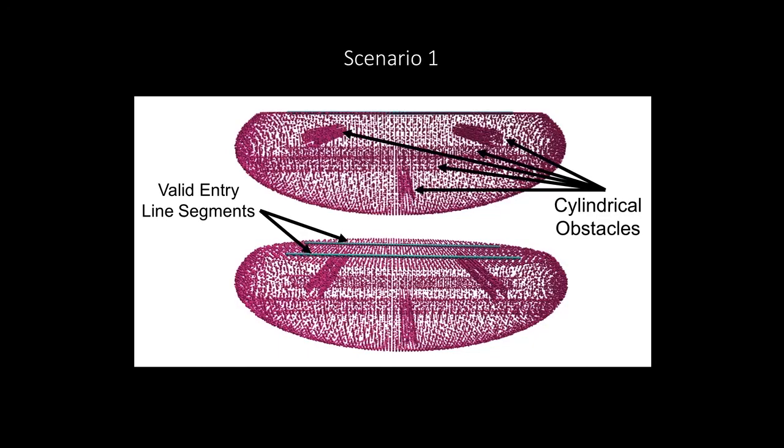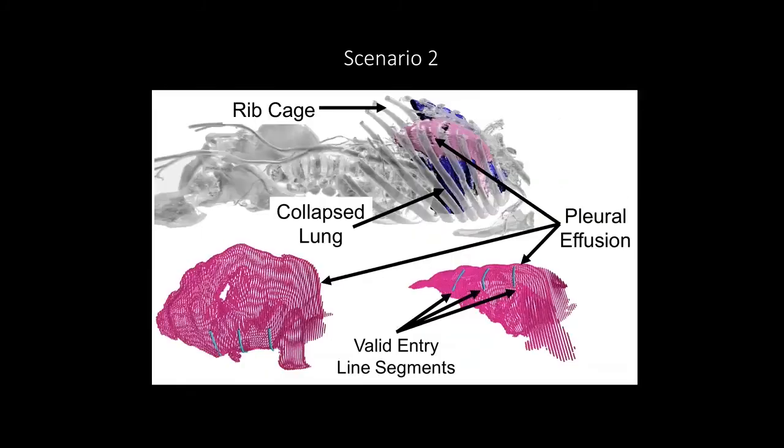We evaluate our method in 2 scenarios. In the first, we consider an ellipsoidal volume with cylindrical obstacles. In the second scenario, we consider the case of visualizing the interior surface of the pleural effusion. Here we segment the effusion volume from a CT scan of a real patient with this condition and consider the optimization of CRISP robot designs in order to enter the volume in between the patient's ribs and visualize the space.